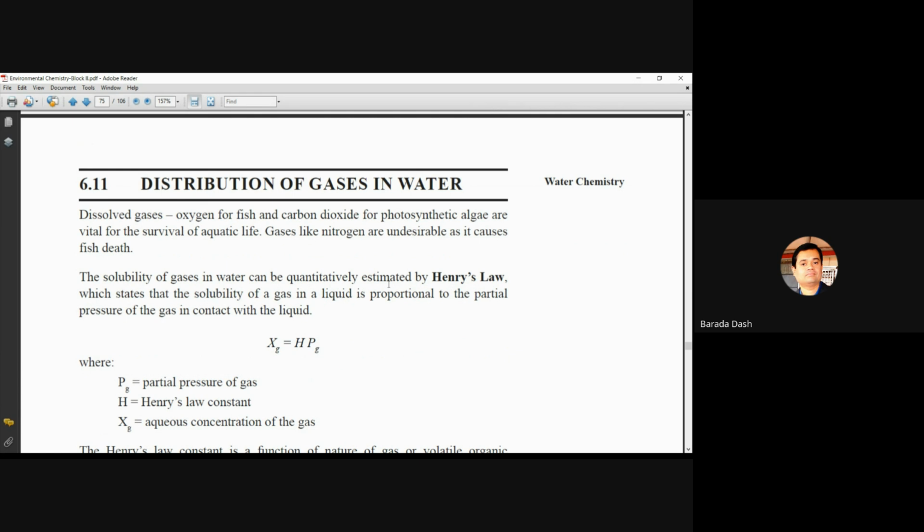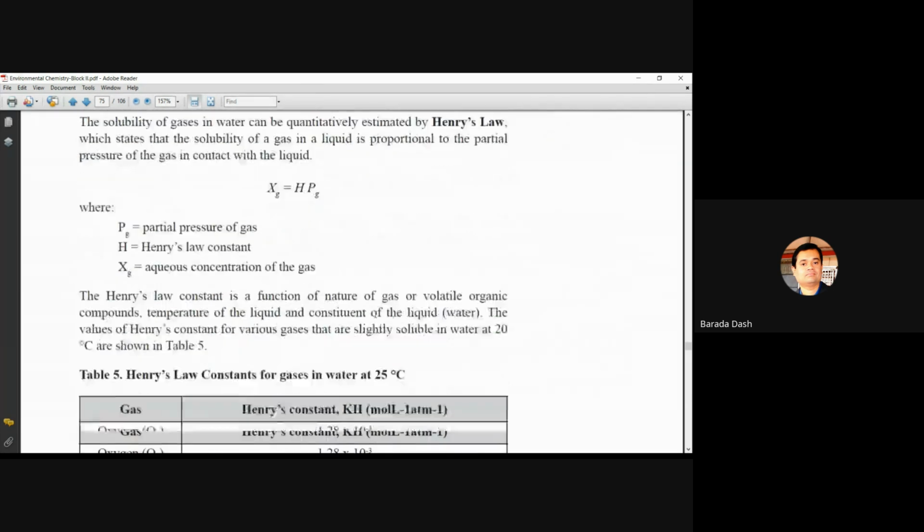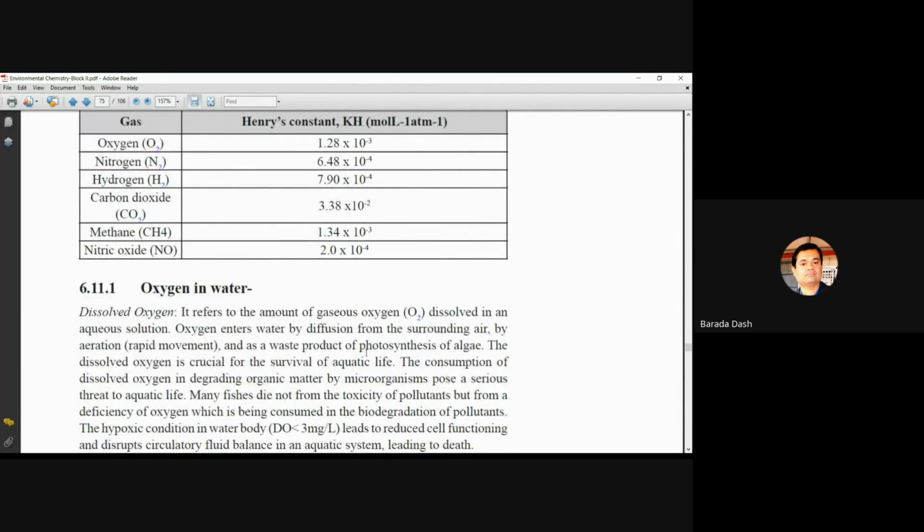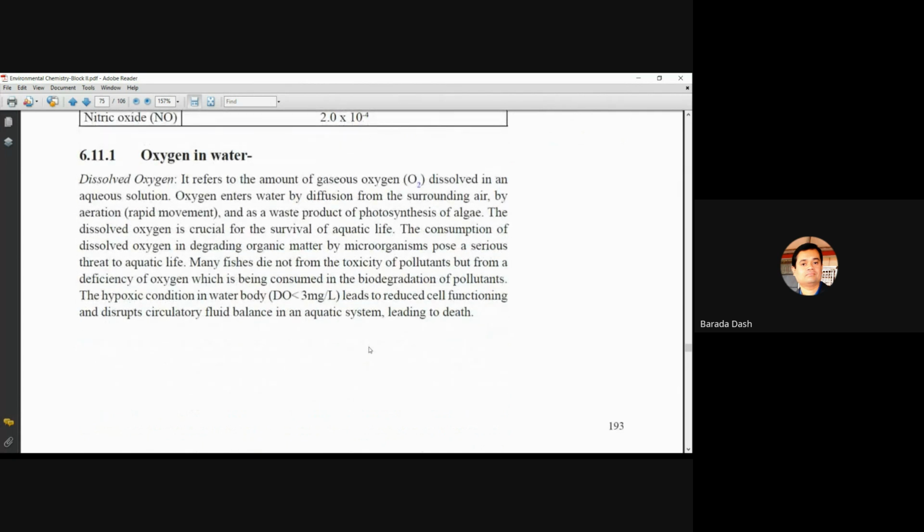So the distribution of gases can be found by using the solubility of gases in water, which can be quantitatively estimated by Henry's law, which states that the solubility of a gas in a liquid is proportional to the partial pressure of the gas in contact with the liquid. If the pressure increases, more and more oxygen or gaseous substance will dissolve in the water. Oxygen in water is called dissolved oxygen.